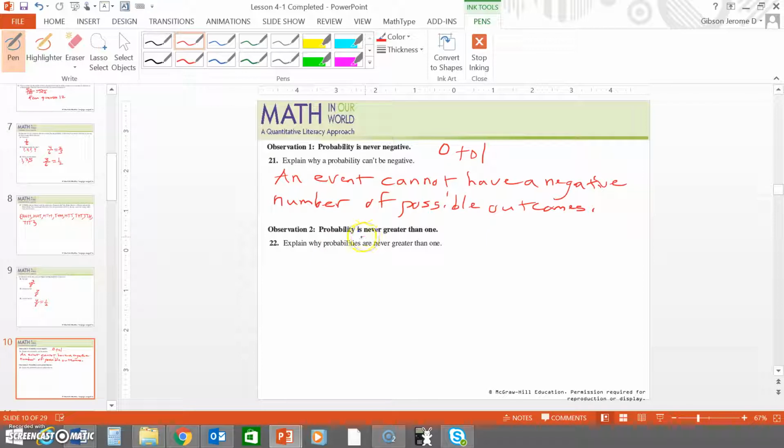Now, observation 2, probability is never greater than 1. Explain why probabilities are never greater than 1. Now, an event cannot happen more ways than the total possibilities.